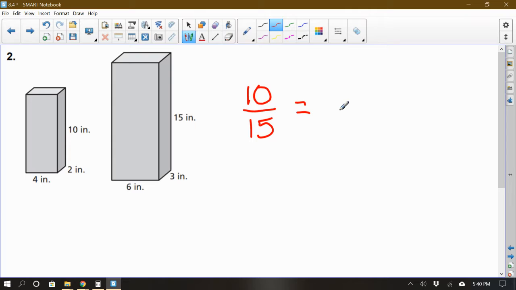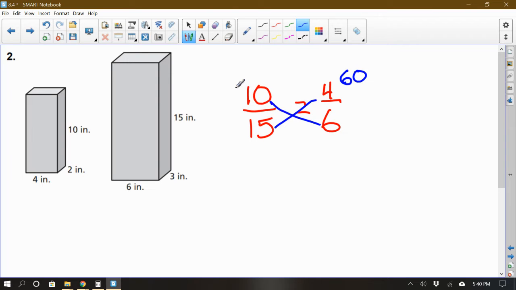Now I'll finish my proportion with a different ratio. How about the front width measurement on the first one, 4, over that same measurement on the second one, 6. Are these ratios equal to each other? Well, let's try it out. 15 times 4. Well, 15 times 4 is 60.